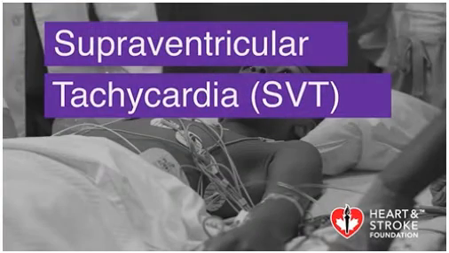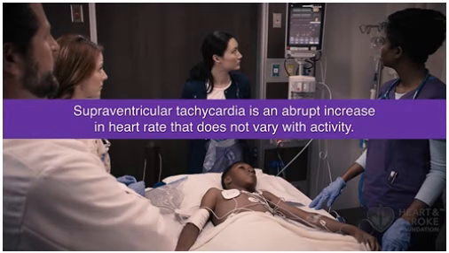Supraventricular tachycardia, or SVT, is the most common arrhythmia in children. SVT is generally characterized by an abrupt increase in heart rate that does not vary with activity. This isn't a life-threatening problem for most children. Emergency treatment is considered only if episodes are prolonged, frequent, or cause cardiorespiratory compromise.